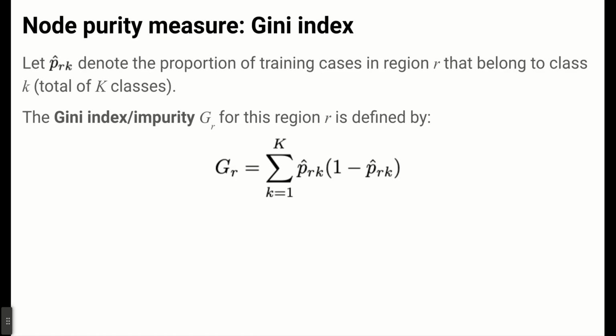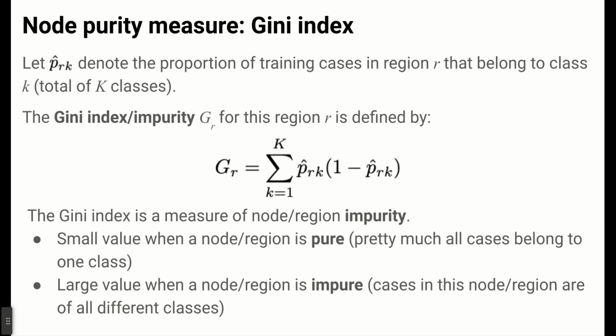In order to fully understand how decision trees make their splits, we need to formalize the idea of node purity. We'll use a measure called the Gini Index for measuring node purity, which is not to be confused with the economic measure of income inequality. So let p-hat_RK denote the proportion of training cases in region R that belong to class K, and say that there are big K total classes. The Gini Index or Gini impurity measure is defined as the summation shown here.